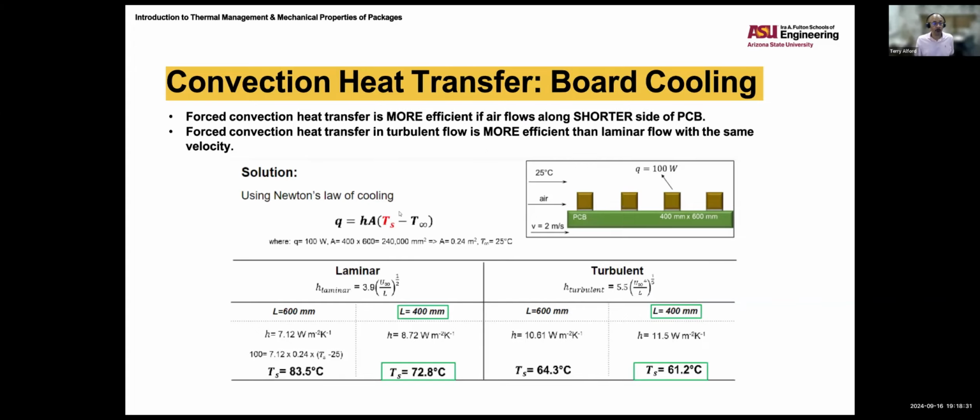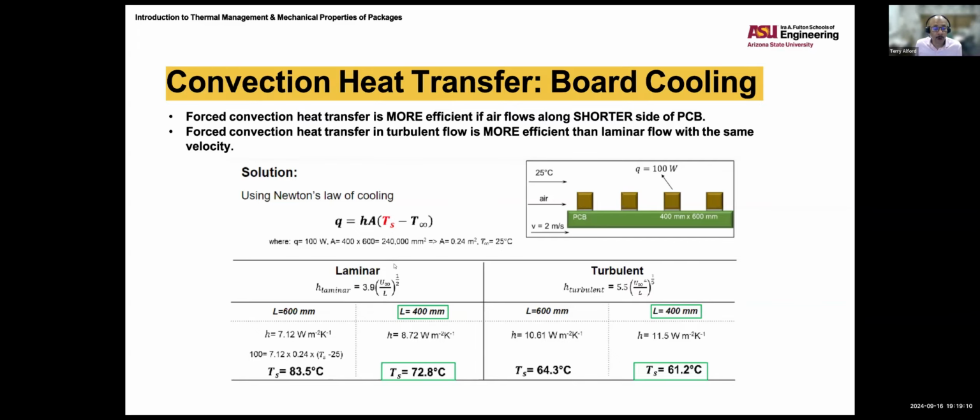Now, okay, so if we look at Newton's law of cooling, if we want to look at the heat that has to be removed, here's 100 watts. We have the area of our board, and then we have the ambient temperature, which is 25 degrees C. And we can look at the temperature of the surface.